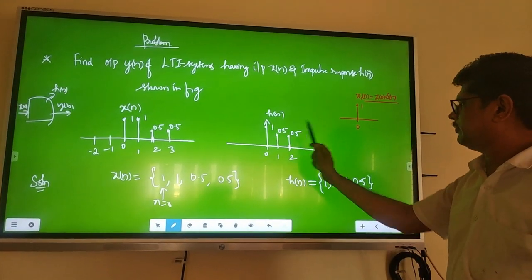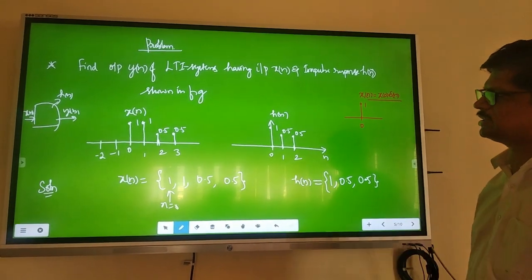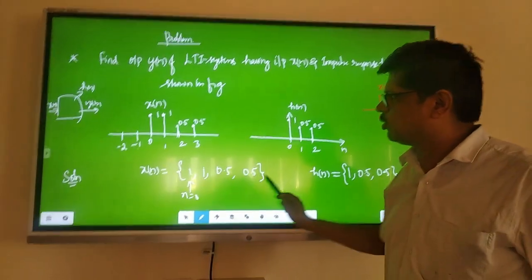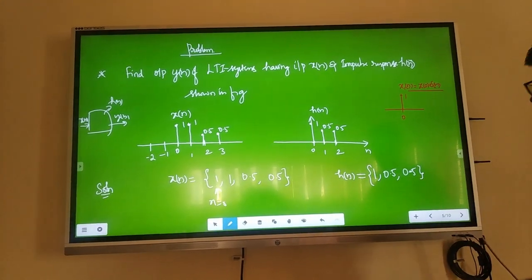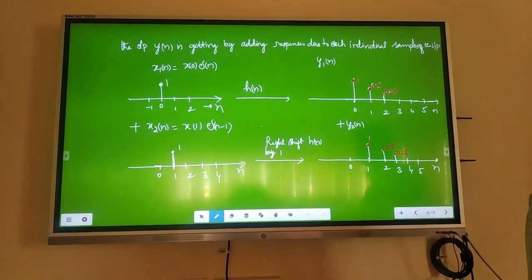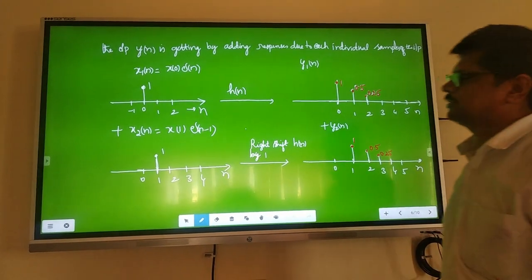That means h of n is equal to 1, 0.5, 0.5. 3 samples are given. x of n has 4 samples, h of n has 3 samples: a 4 length sequence and a 3 length sequence. Now, to find y of n using the same graphical method.